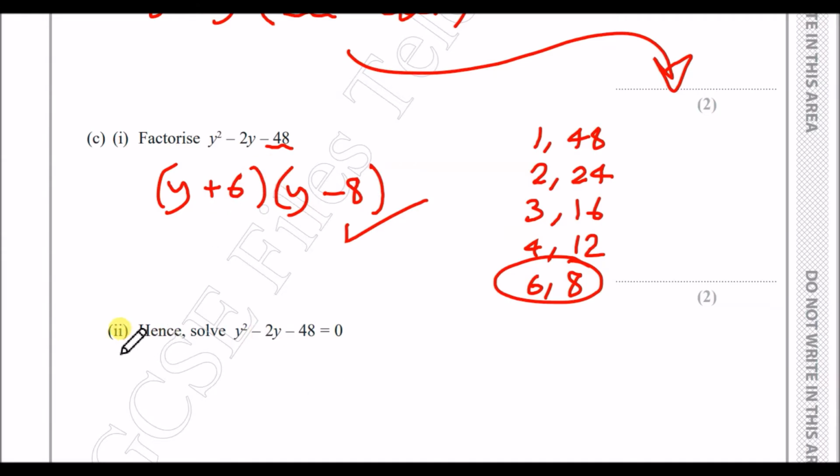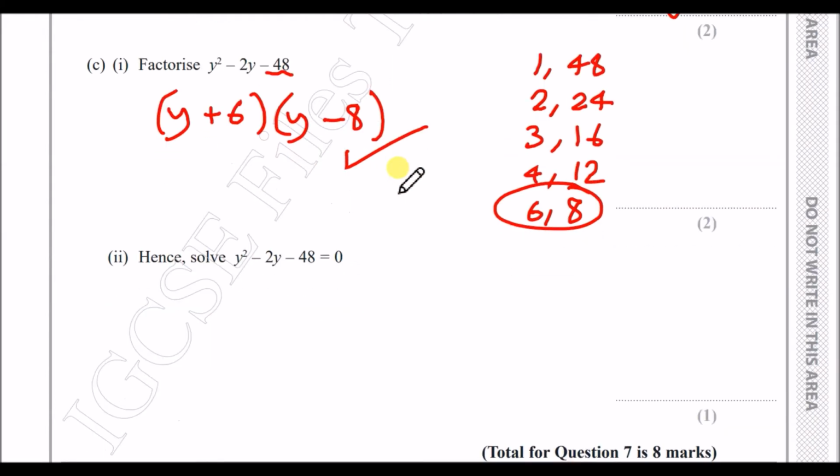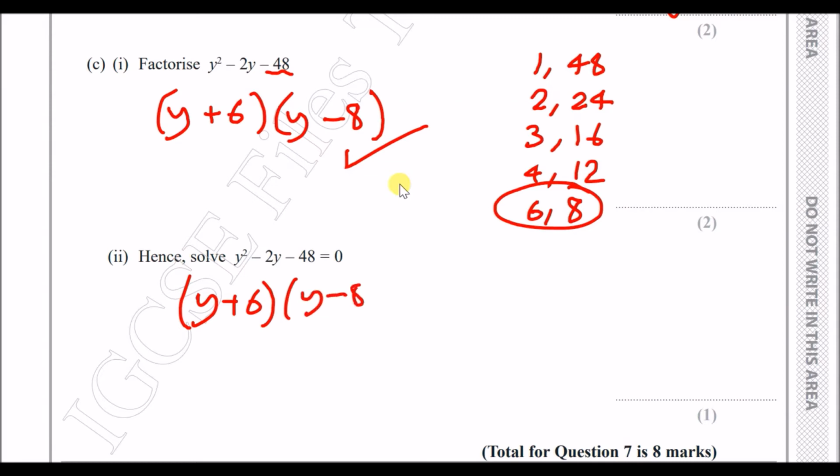Now part 2 is a follow-up. Hence, solve y squared minus 2y minus 48 equal to 0. In other words, solve what you just did and equate to 0. So we're going to copy what we just did, and we're going to now equate this to 0. Okay, so y plus 6, and so on.